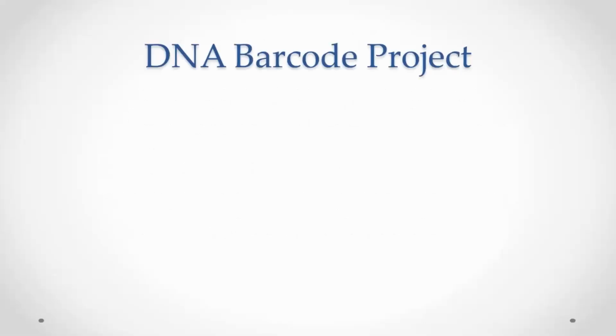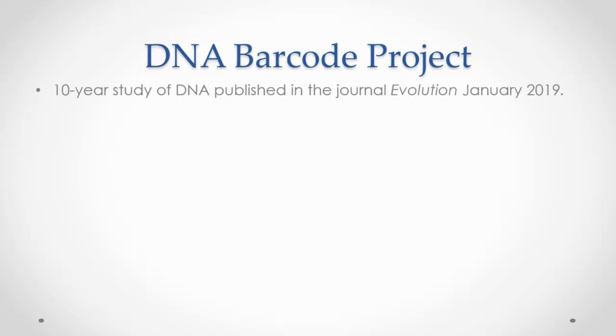Then comes along the DNA barcode project. So scientists wanted to figure out if there was an easy way, if you had some DNA, to identify what species the DNA came from. So they looked at, it was a 10-year study of DNA published by the journal Evolution, right? One of the leading evolutionary journals, obviously. January 2019. They examined 5 million organisms in 100,000 species. And here is what they found.